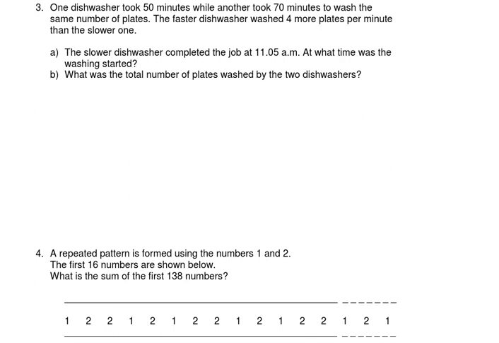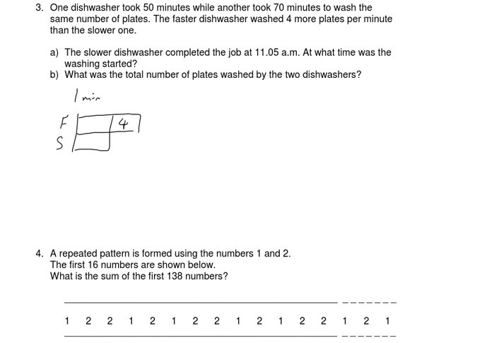Okay, question 3. One dishwasher took 50 minutes, while another took 70 minutes to wash the same number of plates. Correct? Same number of plates. Right? The faster dishwasher washed 4 more plates per minute than the slower one. Okay? 4 more plates per minute than the slower one. So for 1 minute, we know that the faster one will actually wash 4 more plates, right? Correct or wrong?